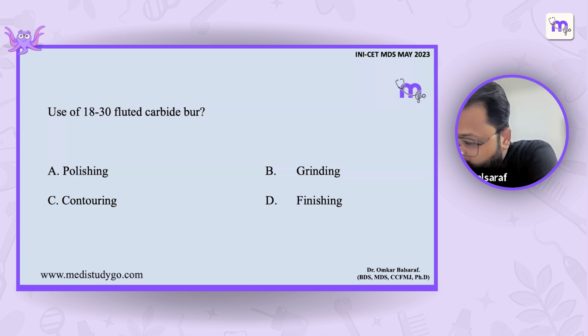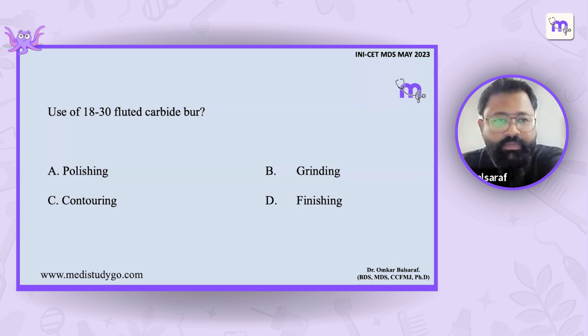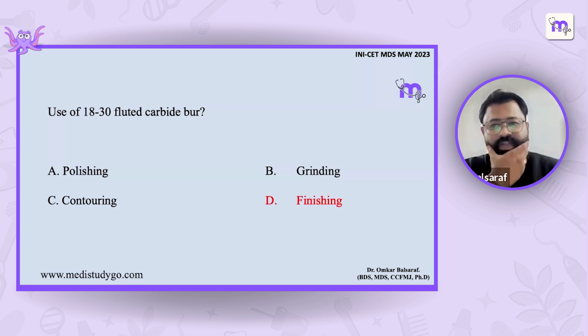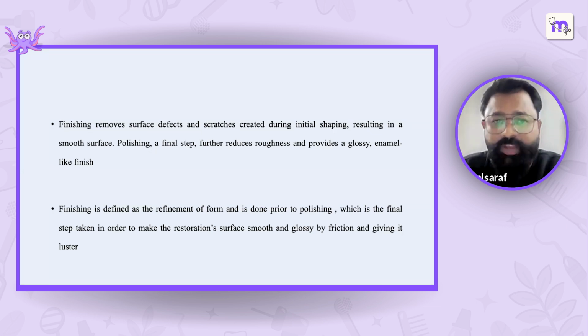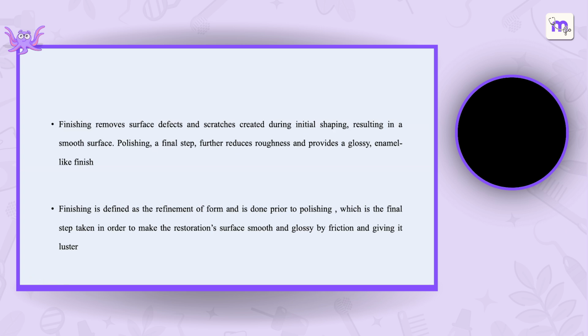Yes, we have got a couple of D's, couple of E's and B's. The right answer is finishing, because an 18 to 30 fluted burr is not going to cut much, so it is basically used in the finishing processes. The difference between finishing and polishing is a very important criterion for you to understand. Finishing removes the surface defects and scratches created during initial shaping, resulting in a smooth surface. Whereas polishing is a final step, which further reduces roughness and provides the glossy structure or the final finish that is required.